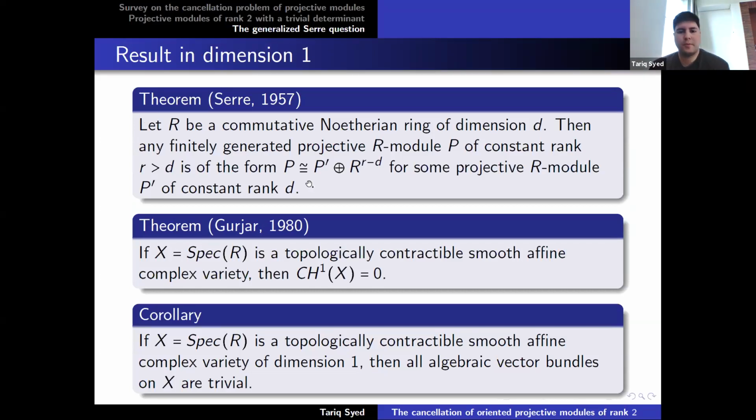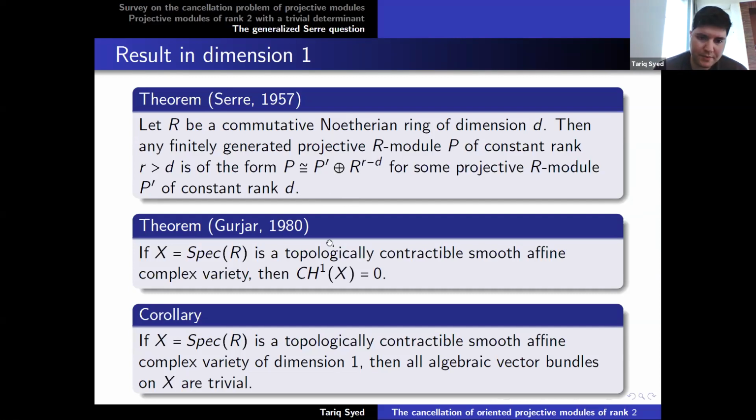So first of all, one can use Serre's splitting result. Any projective module of constant rank is a direct sum of this form where P is of rank D. So we can basically always focus on projective modules whose rank is at most the dimension of the ring. That's just Serre's splitting theorem.